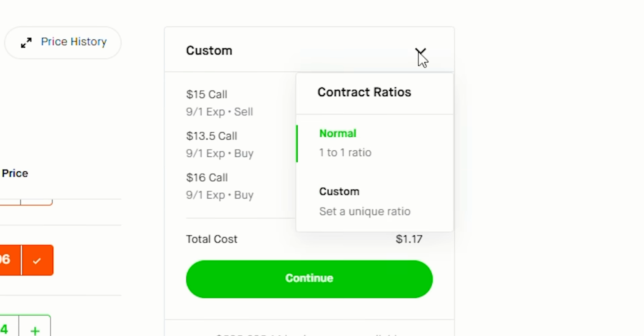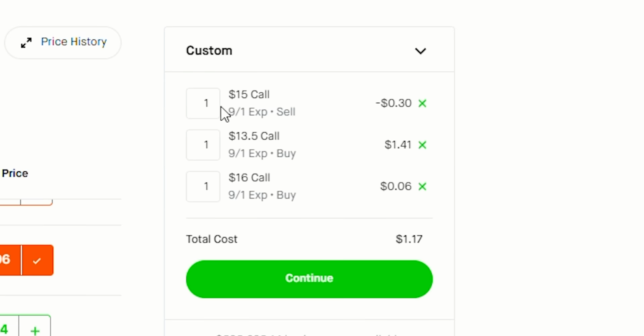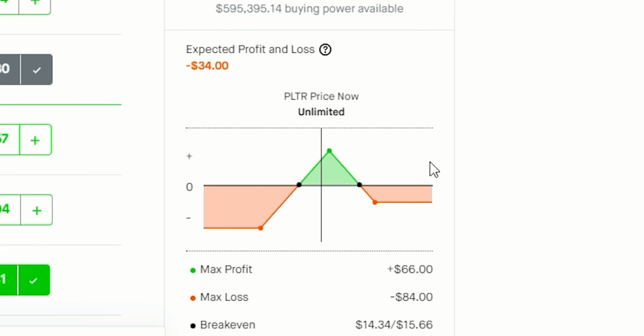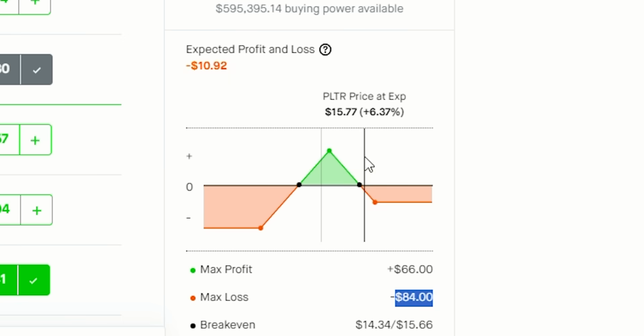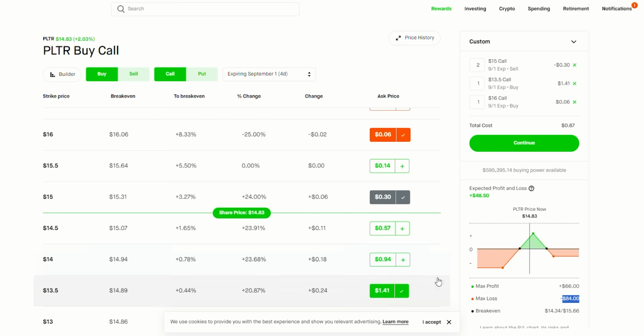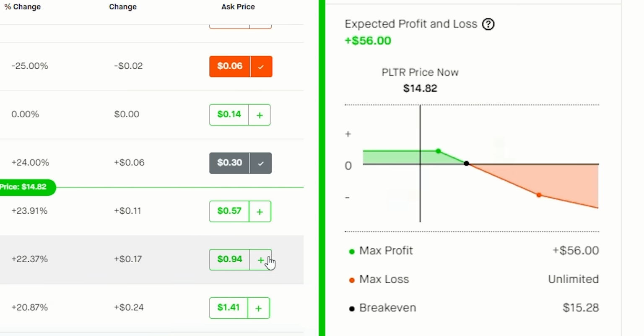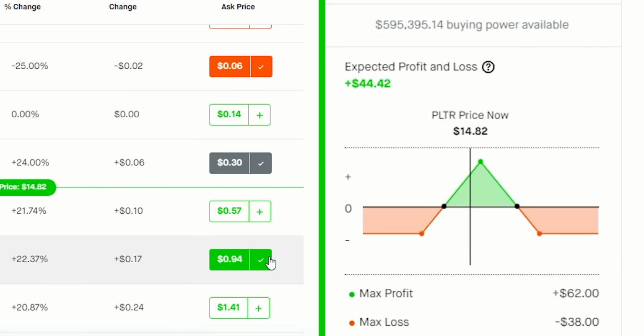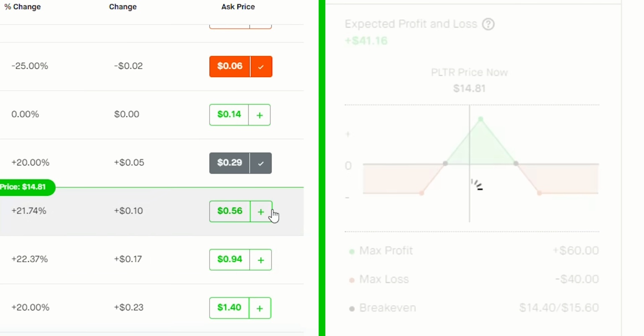So if I go to custom order and I go to customize, you wanna make sure that you have an equal amount of sells for each buy. So I'm gonna have two sells, and then obviously there's a buy at 13.5 and then a buy at 16. Now you'll see right here that the return potential is pretty interesting at $66, but the maximum loss is 84. Now, I didn't necessarily expect this because typically you want a really favorable risk to reward ratio here. So all that means is I'm gonna move up and play around, and you'll see that you can actually do a lot of playing around with this strategy.